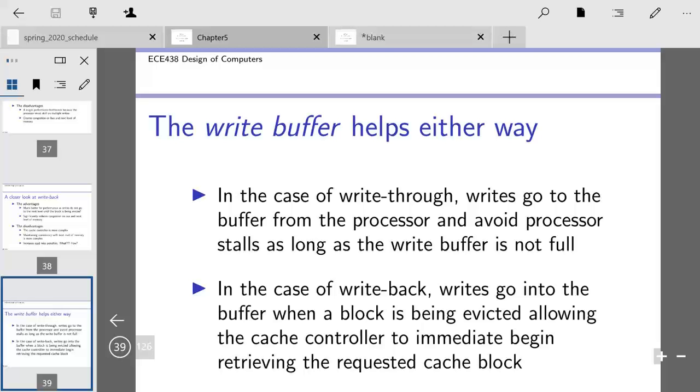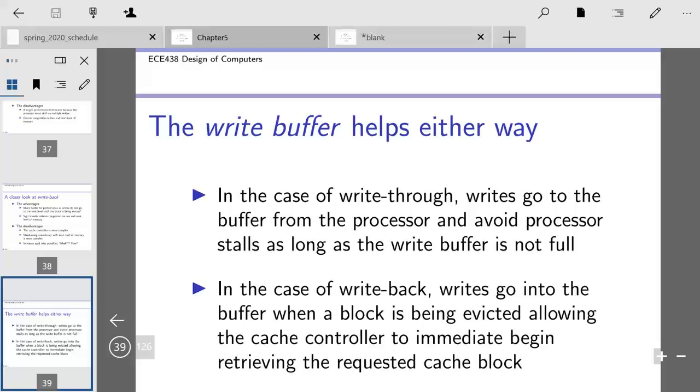We talked about the write buffer, and so we'll just review that real quick. In the case of write through, it avoids stalling the processor as long as the write buffer is not full, and once the write buffer fills up, then we have to stall the processor. And in the case of write back, it allows the retrieval of a new cache line to happen before we actually write that cache block back to the next level of memory. And so we can prioritize reads over writes.